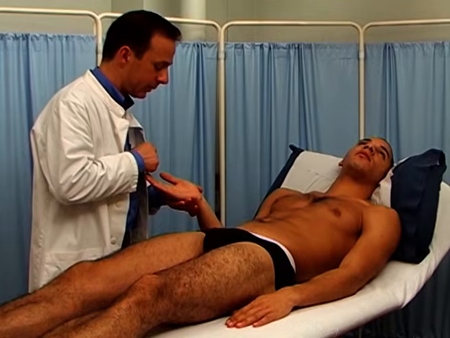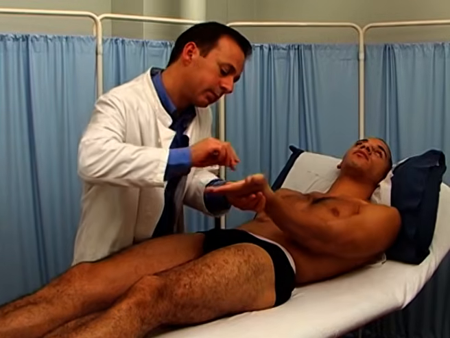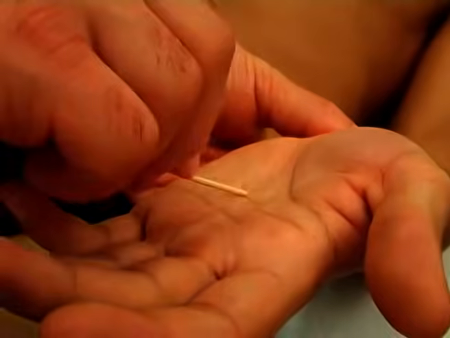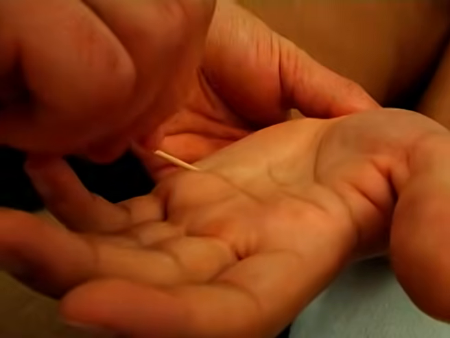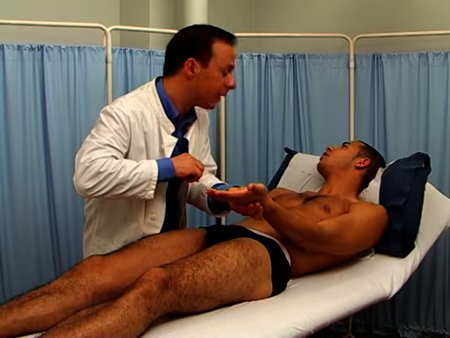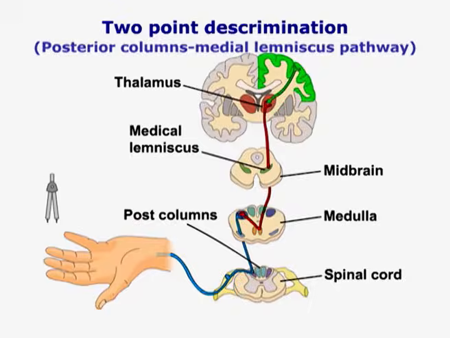F. That's fine. Can I have your other hand? R. Good. Z. That's fine, thank you. Two-point discrimination, stereognosis, and graphesthesia are conveyed in the posterior columns.